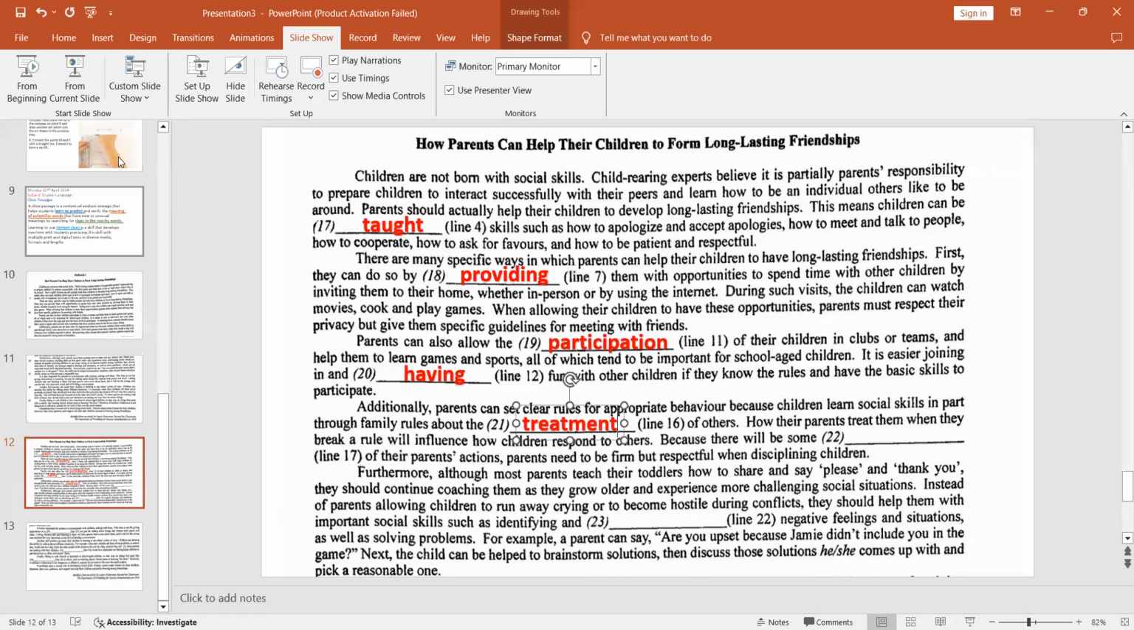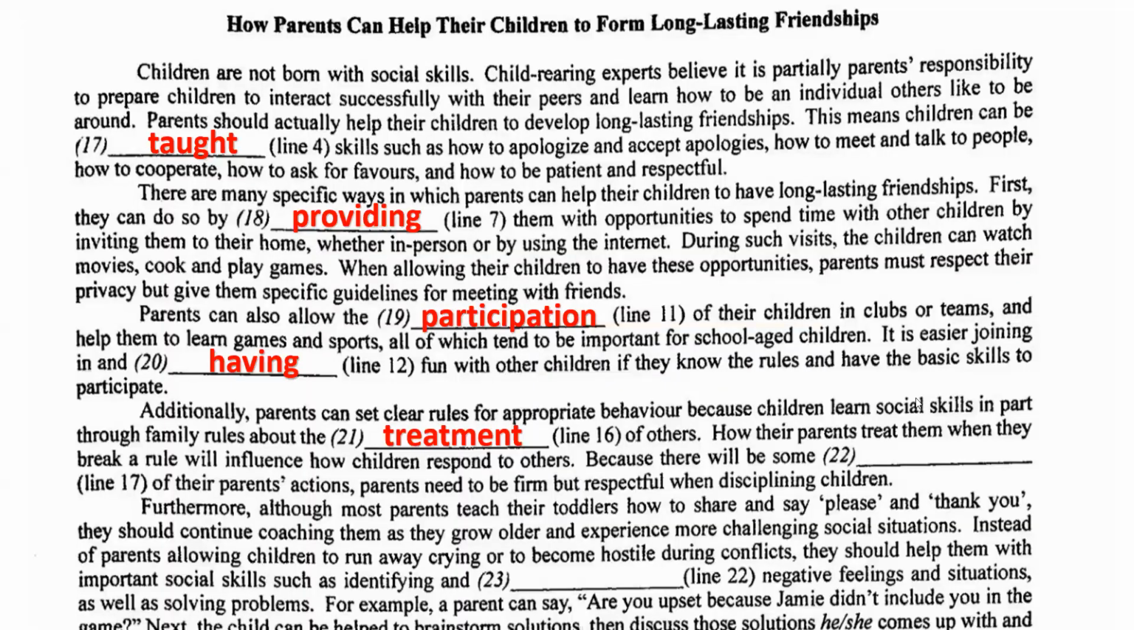Additionally, parents can set clear rules for appropriate behavior because children learn social skills in part through family rules about the treatment of others. So treatment is the correct one. Number 22.